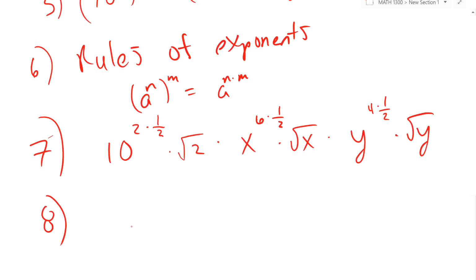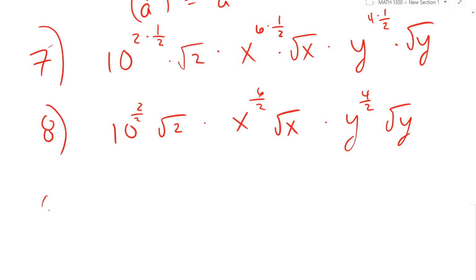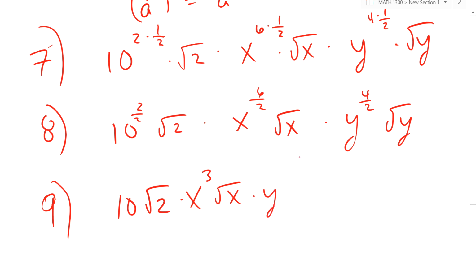And now we can multiply our exponents. So we get 2 times 1/2 is just 2 over 2. And then we have 6 times 1/2 is 6 over 2. And then finally 4 times 1/2 is 4 over 2. And so 2 over 2 is just 1, so we have 10. 6 over 2 is just 3. And y, 4 over 2 is just 2.